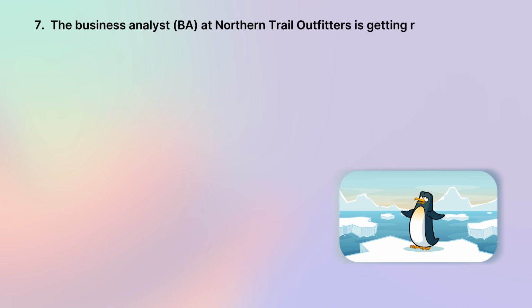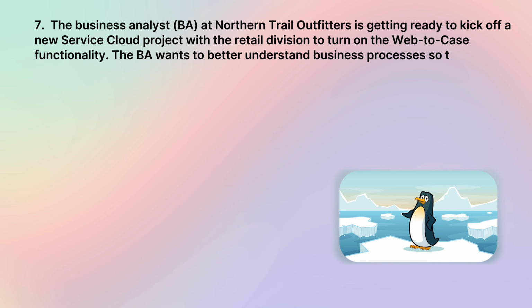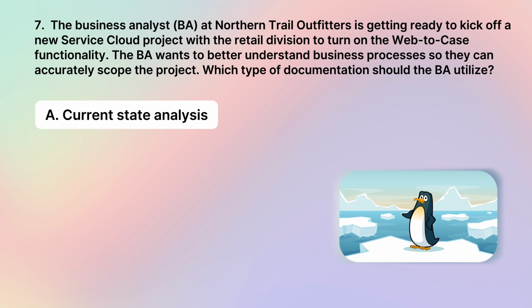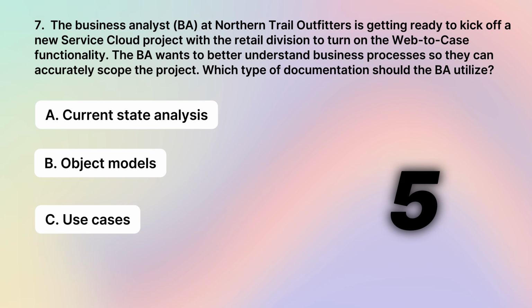Question 7. The business analyst, BA, at Northern Trail Outfitters is getting ready to kick off a new Service Cloud project with the retail division to turn on the web-to-case functionality. The BA wants to better understand business processes so they can accurately scope the project. Which type of documentation should the BA utilize? A. Current state analysis. B. Object models. C. Use cases.